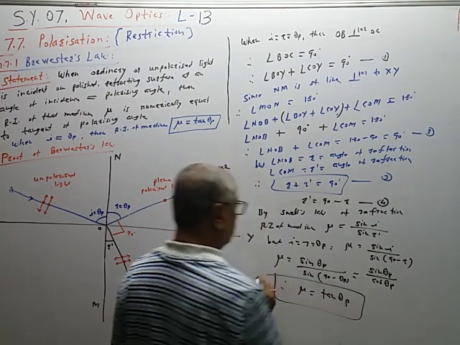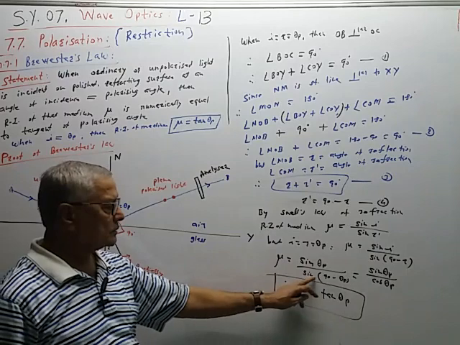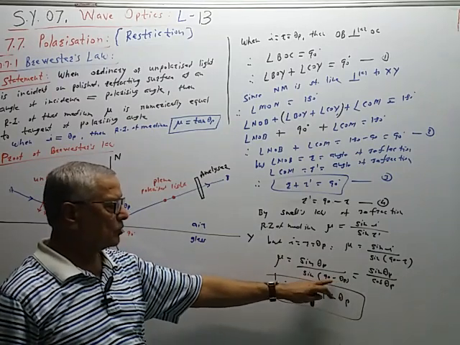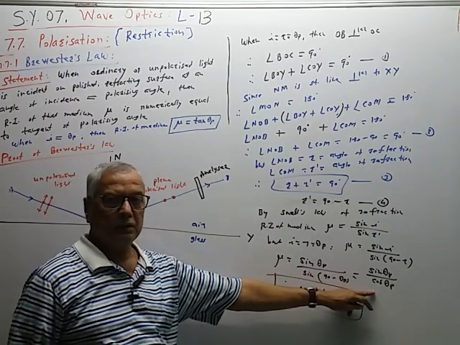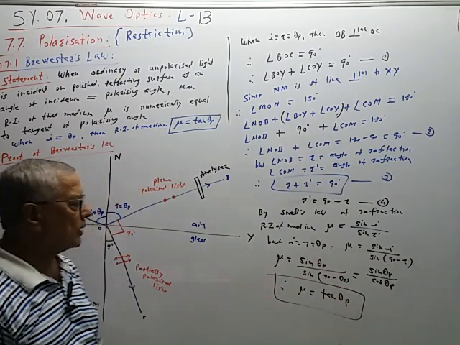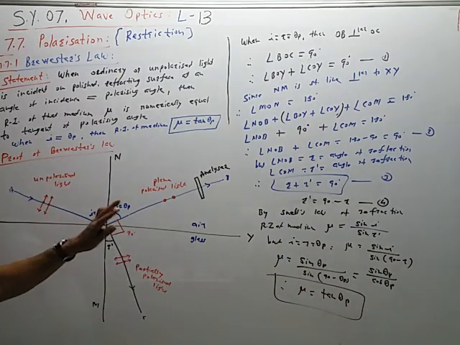Hence it is proved. If we expand this, sin a cos b minus cos a sin b, it comes like this, simple trigonometry. So mu is equal to tan of theta p. So this is a simple proof.